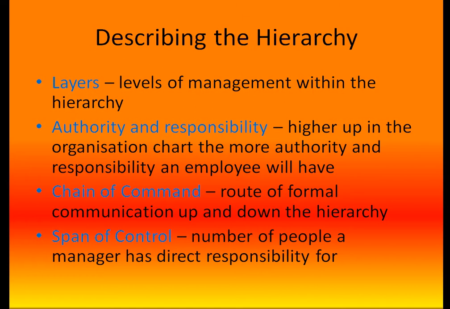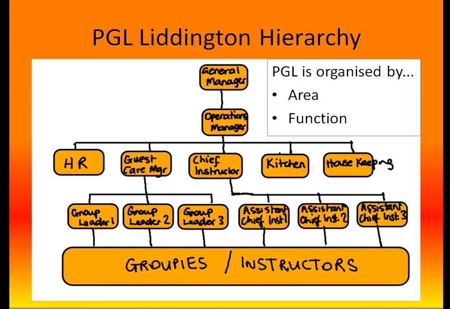Chain of command. This shows the route of formal communication up and down the hierarchy. So, if the general manager wanted to pass an instruction to the instructors, he would tell the operations manager. The operations manager would tell the chief instructor, who would tell the assistant chief instructors, and they in turn would tell the instructors. If the groupies had an issue that they needed to raise, they would tell their group leader, who would tell the guest care manager, who would tell the operations manager, who would tell the general manager.